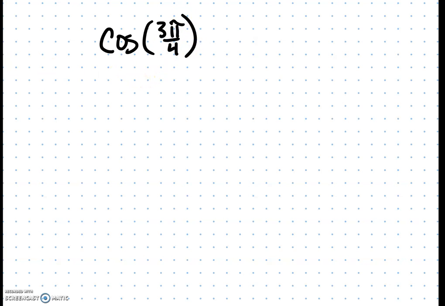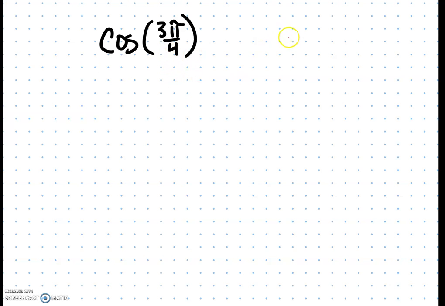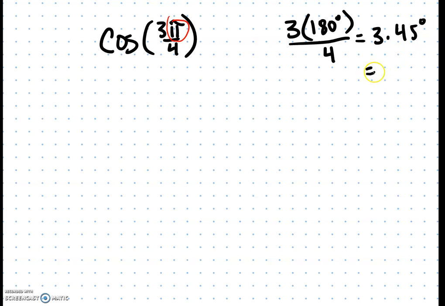I'm not going to write out the steps for this problem, but if you want to reference the video earlier, you can. Our first step was to take this 3 pi over 4 and convert it into degrees. So 3 pi over 4. Remember that pi is 180 degrees. So 3 times 180 degrees divided by 4. That's 3 times 45. That's 135 degrees. 45 and 45 is 90, and another 45 is 135 degrees.